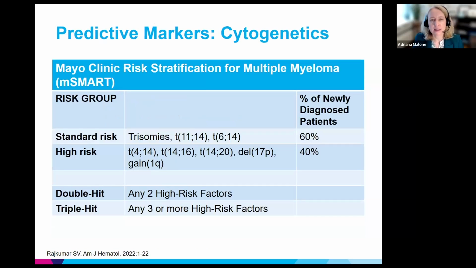The importance of cytogenetics is highlighted by the Mayo Clinic Risk Stratification for Multiple Myeloma, or mSMART assessment, where patients with standard risk may have the presence of trisomies, a translocation 11;14, or a translocation 6;14. 60% of patients at diagnosis are categorized as standard risk. 40% are high risk, and these patients have the presence of translocation 4;14, translocation 14;16, translocation 14;20, a deletion 17p, or a gain of 1q.